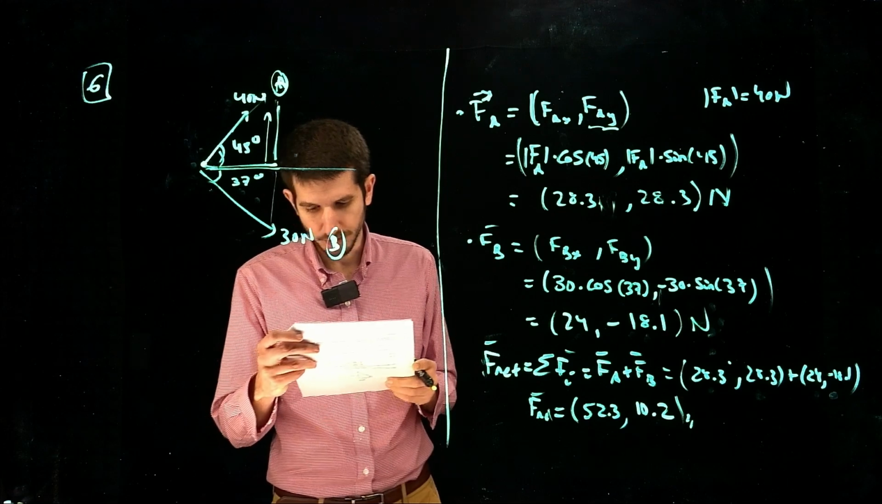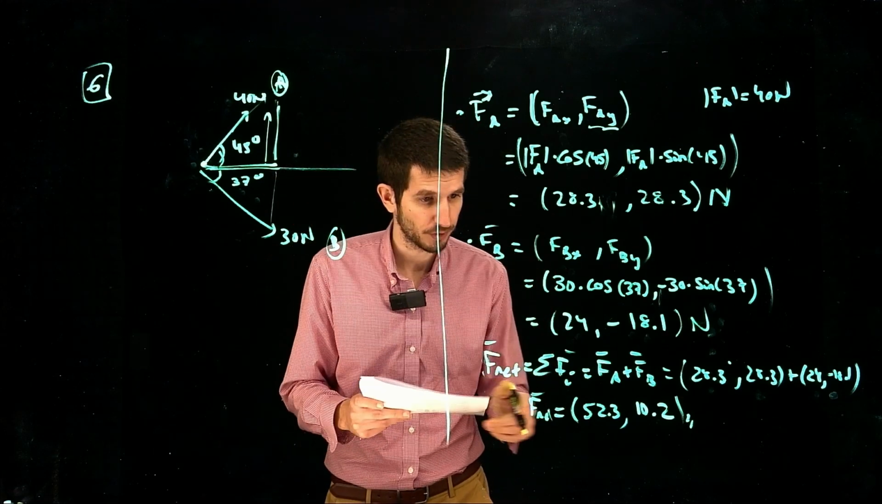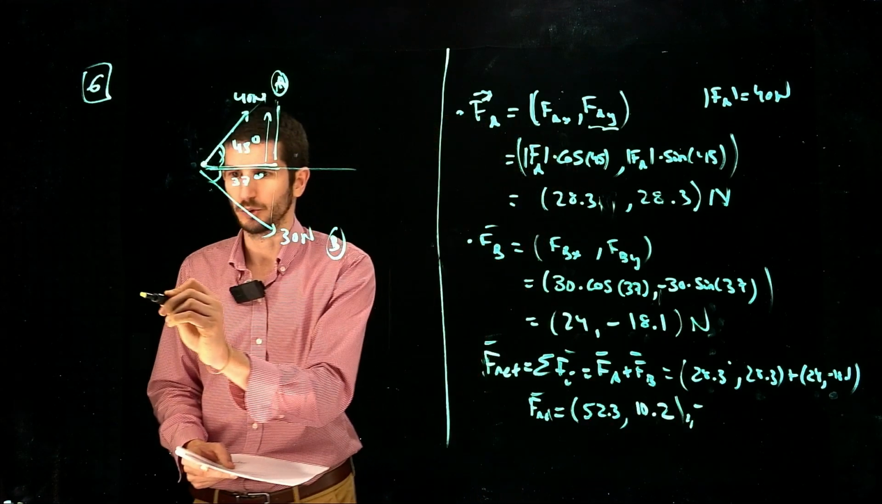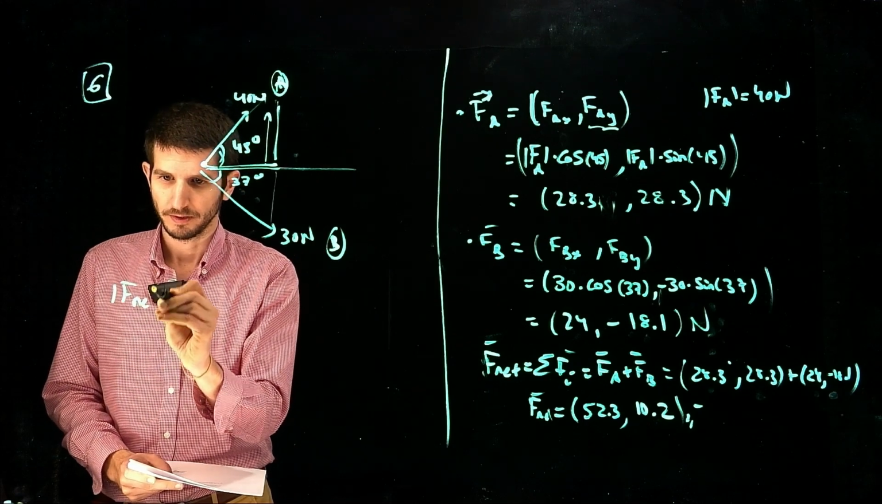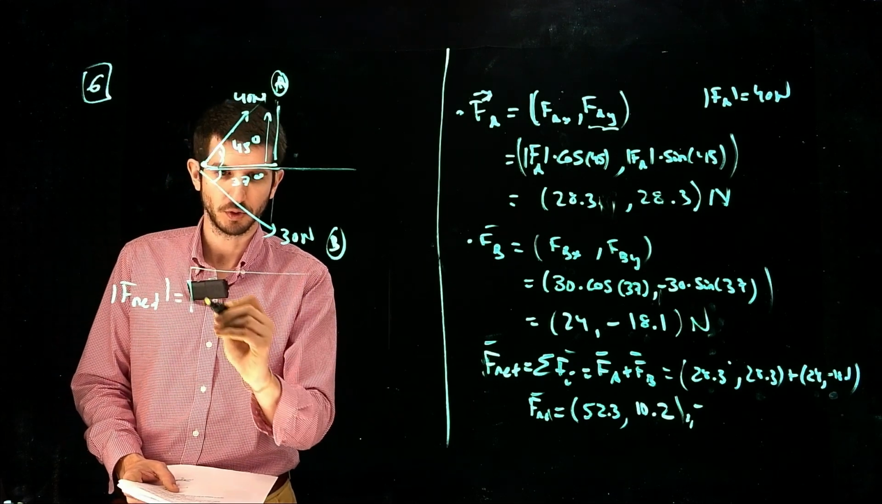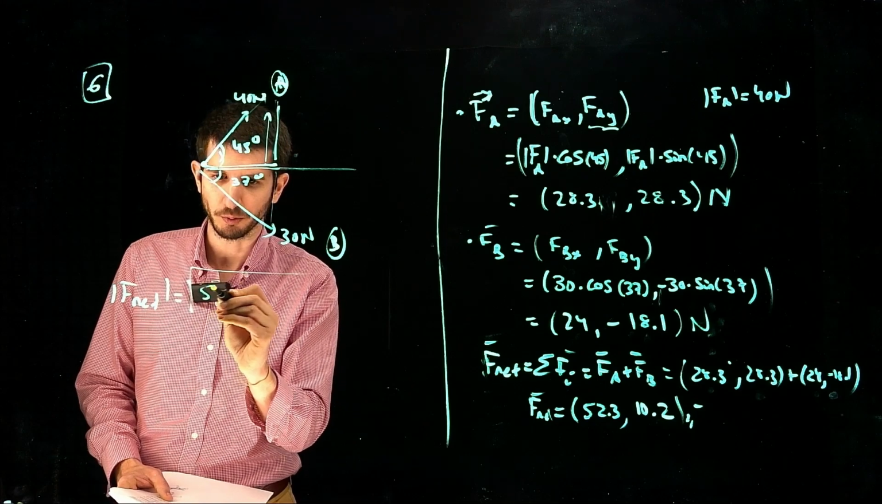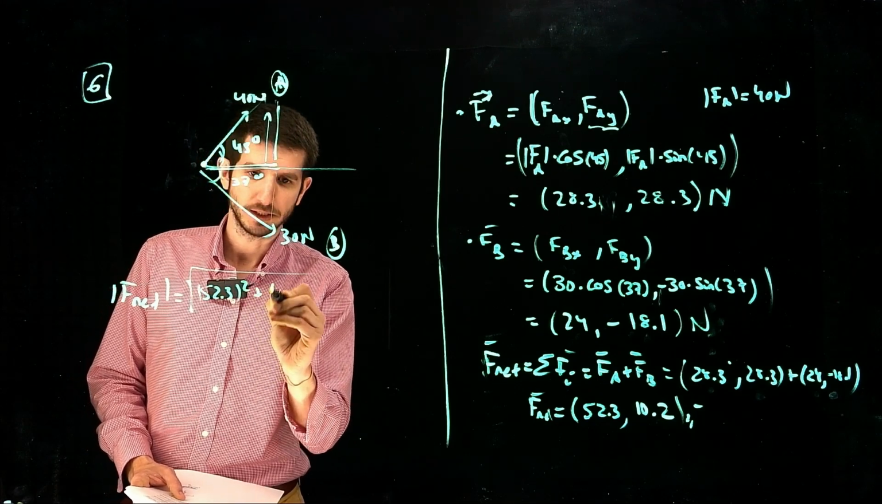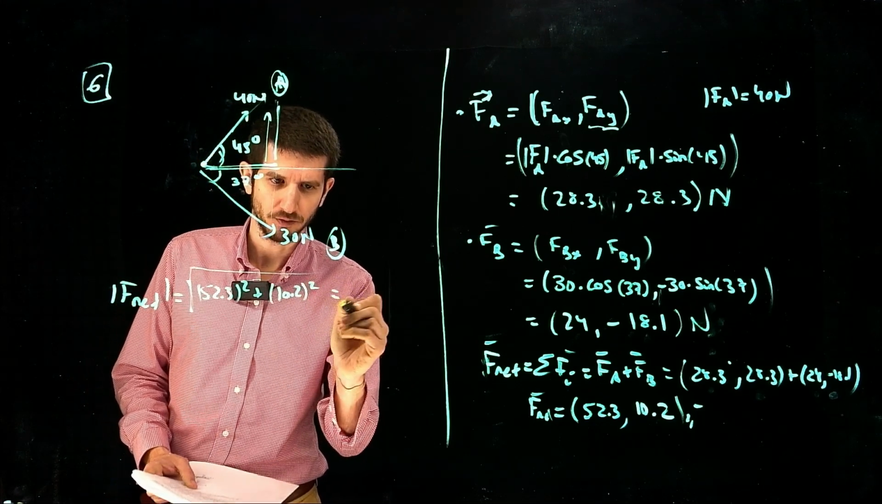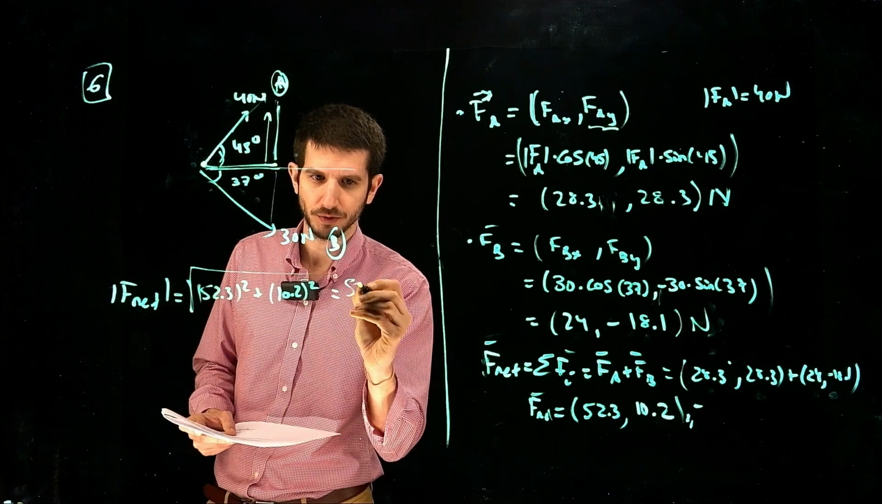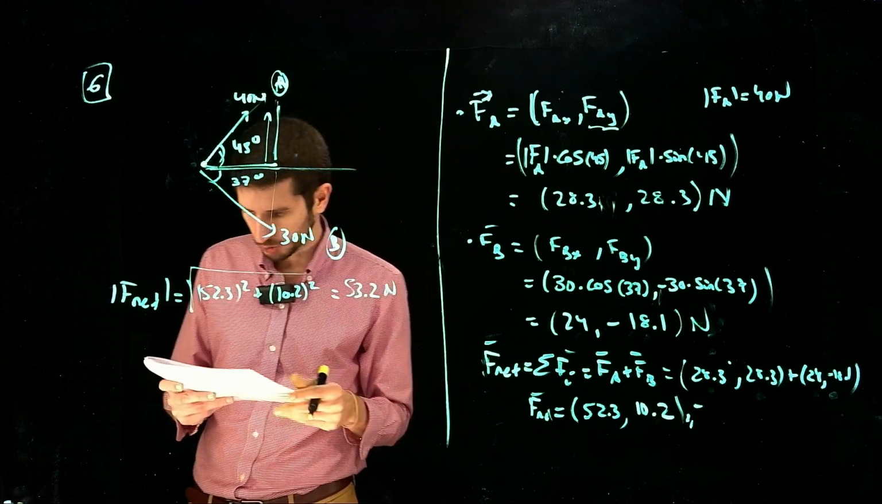Now, how much is its magnitude and how much is its strength? So the net force, of course, is going to be the square root of the sum of those. So it's going to be 52.3 squared plus 10.2 squared. And if you make that and the square root, you find that this is 53.2 newtons.